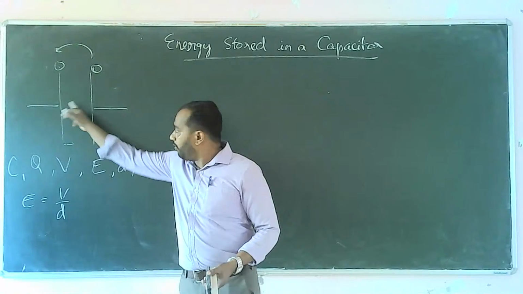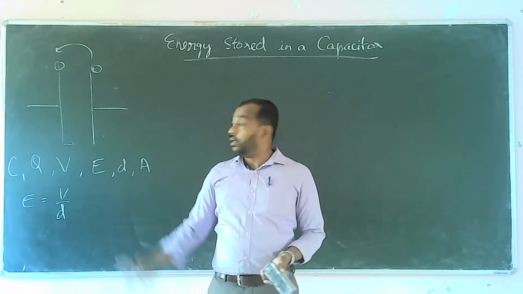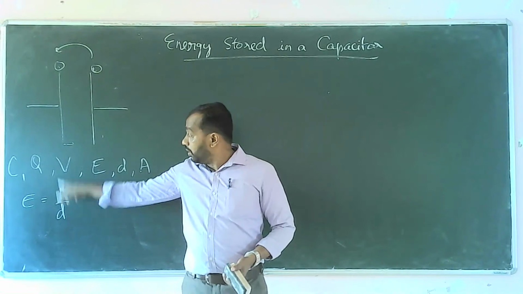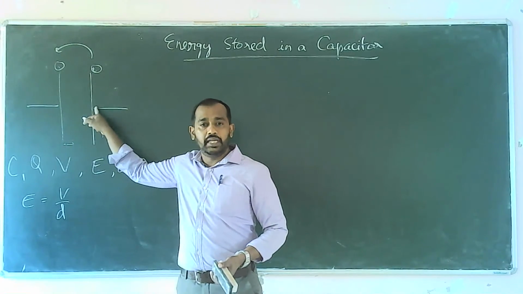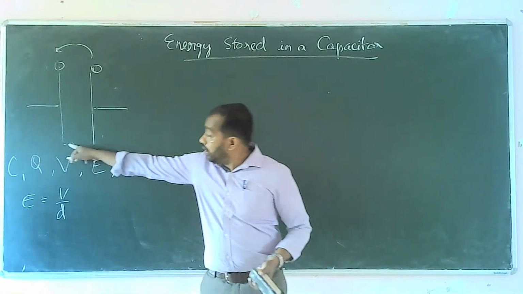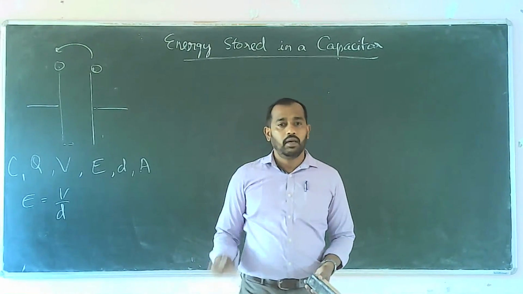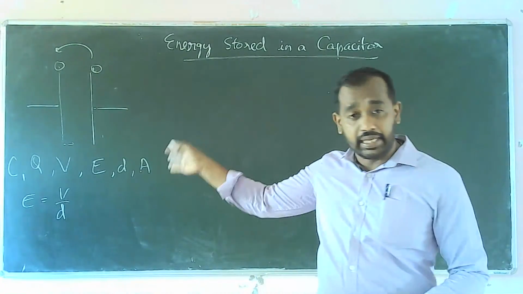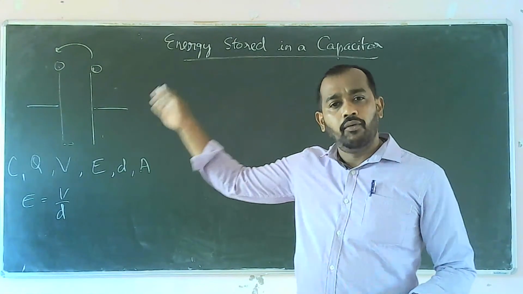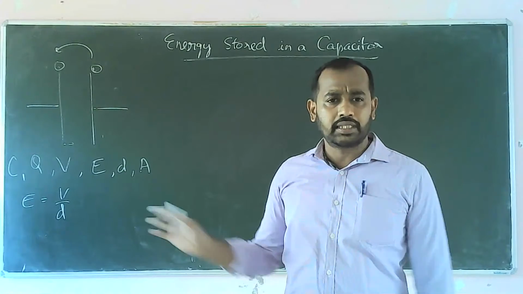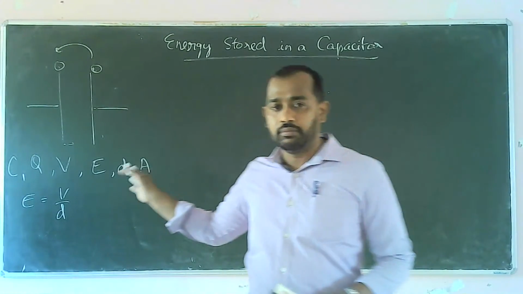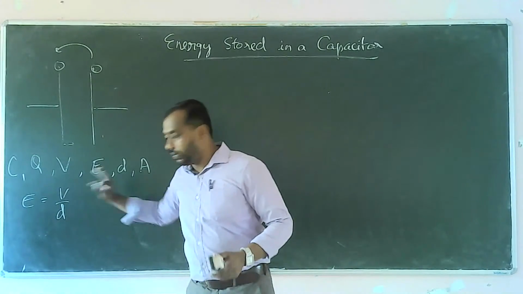Since the field is constant between the two plates of the capacitor, it is equal to the ratio of the potential difference between the two plates to the distance between them. I'm not going to show the negative sign, which just indicates that in the direction of the field, potential decreases. That's the significance of the negative sign. But here we are concerned only with the magnitude. So this much we know.